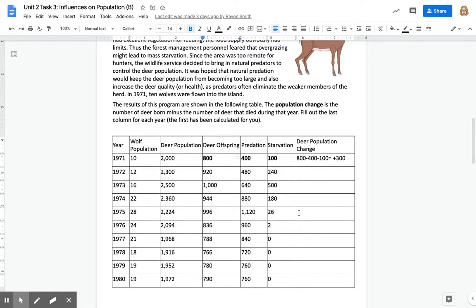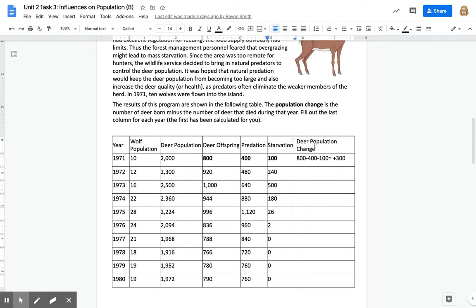And in this case, there are two ways that the deer could die. One is predation. It sounds a lot like predator. That means those are the deer that are dying because they're killed by wolves. Then there is starvation. Those are the deer that are dying because they're running out of food.